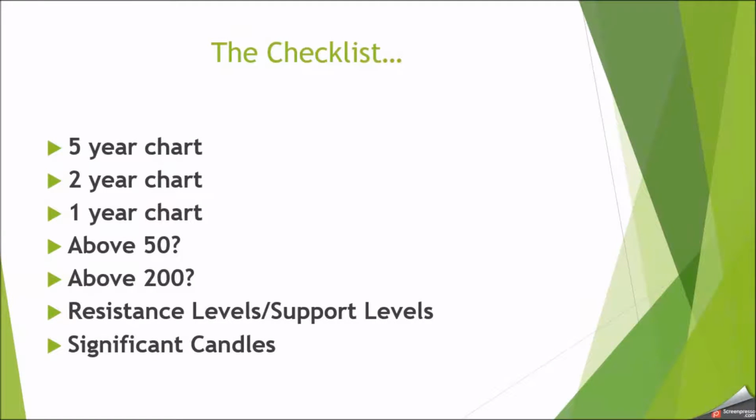So, the analysis that we're going to do with Fortinet, we're going to have our checklist. Like any other time that we look at a stock, we want to check out its 5-year, its 2-year, and its 1-year charts. We want to see if it's above its 50-day moving average first, then whether or not it's above its 200-day simple moving average as well. In addition to that, we're going to check for resistance and support levels. And lastly, we're going to look for any significant candles.